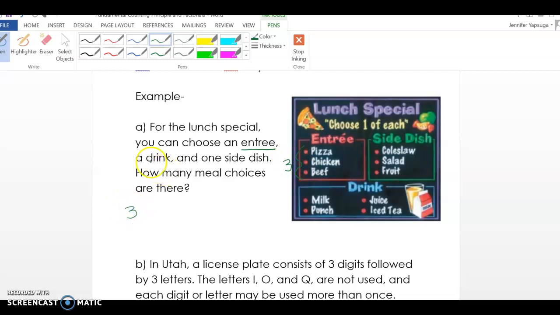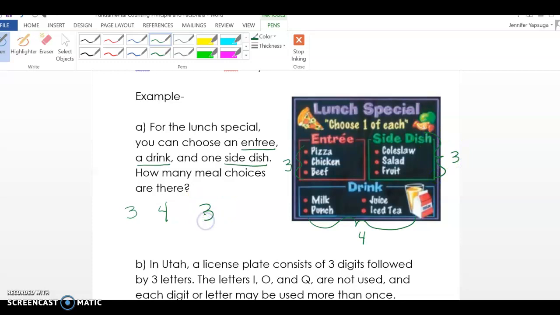And then I need to choose a drink. If I look at the drinks, it looks like there are 4 drinks. So I'm going to write a 4 over here. And then one side dish. The side dishes over here, it looks like we have 3 side dishes.